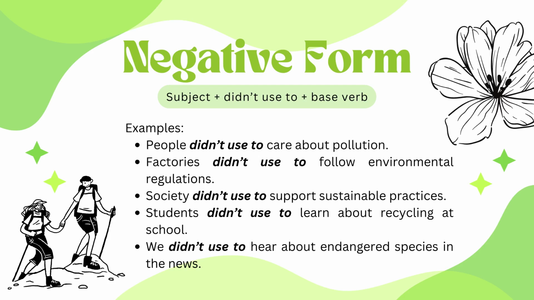To talk about things that were not common in the past, we use the negative form. Subject plus didn't use to plus base verb. Examples: People didn't used to care about pollution. Factories didn't used to follow environmental regulations. Society didn't used to support sustainable practices. Students didn't used to learn about recycling at school. We didn't used to hear about endangered species in the news.